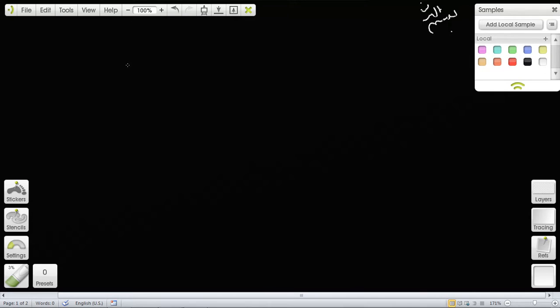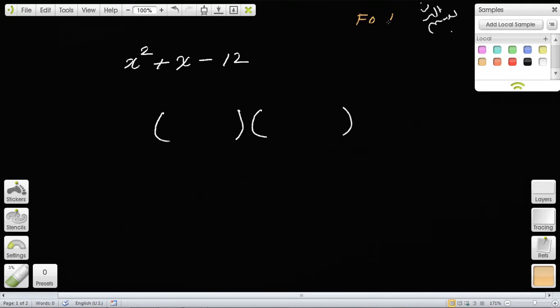So let's do this one. X squared plus x minus 12. All right, so we're going to factor this, inshallah. The first term is easy. We're going backwards of FOIL. So the first term here is this. You're going to put x and x. That'll give you the first term. That's easy enough.